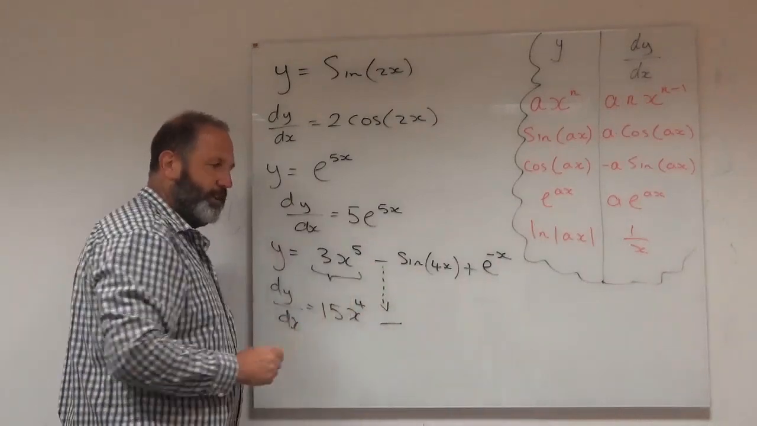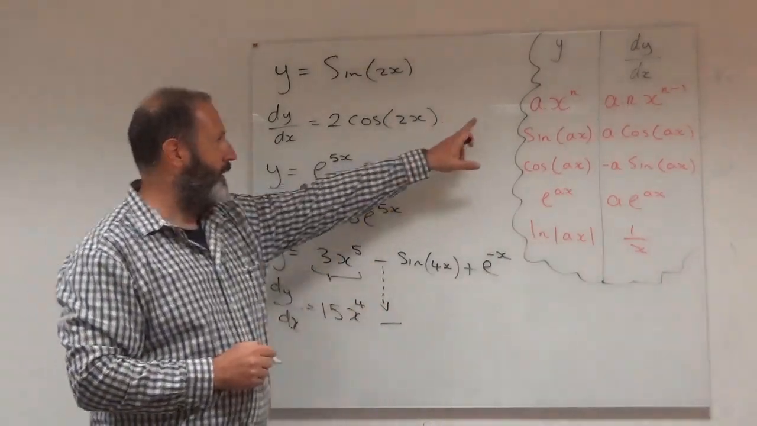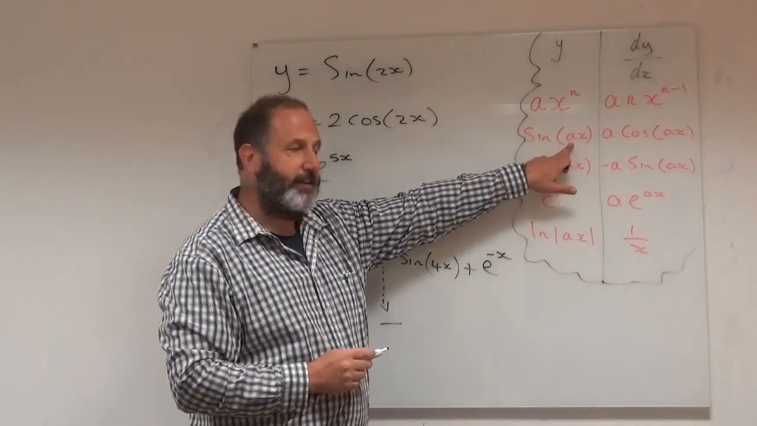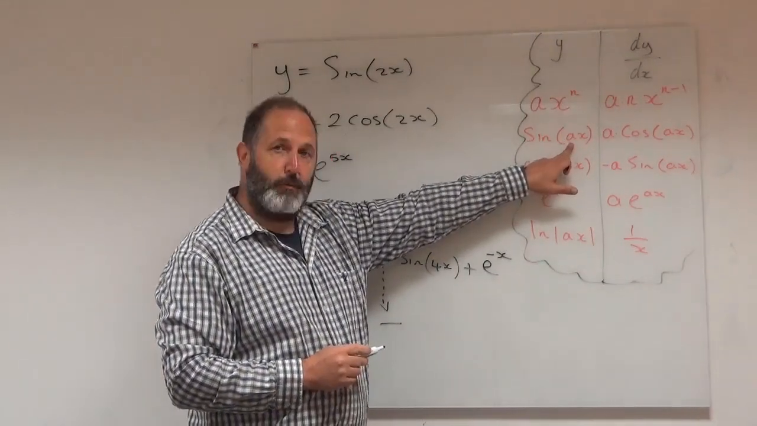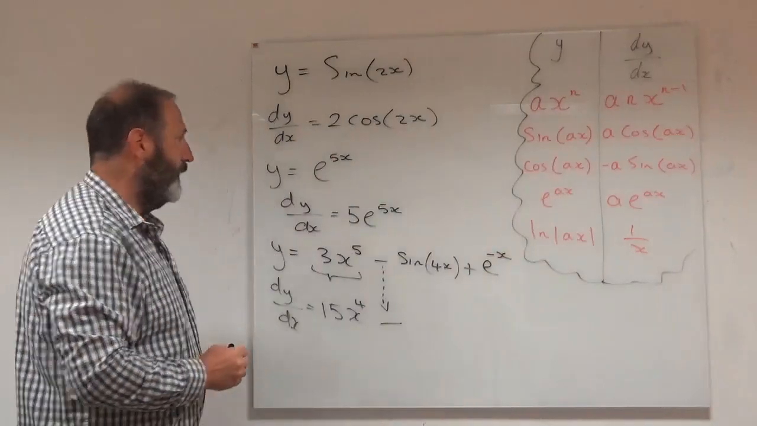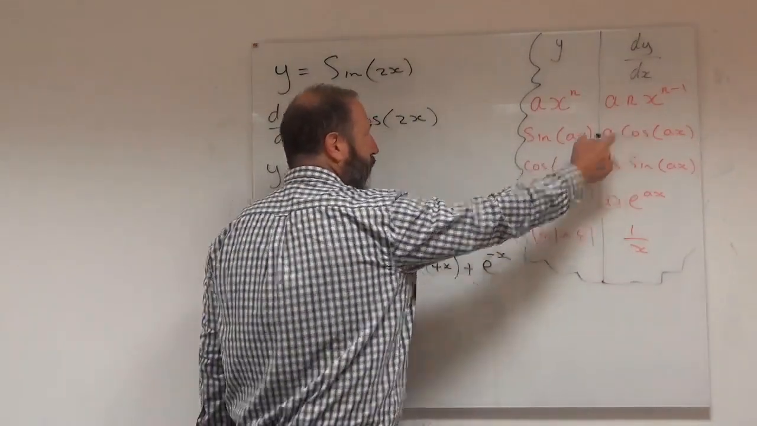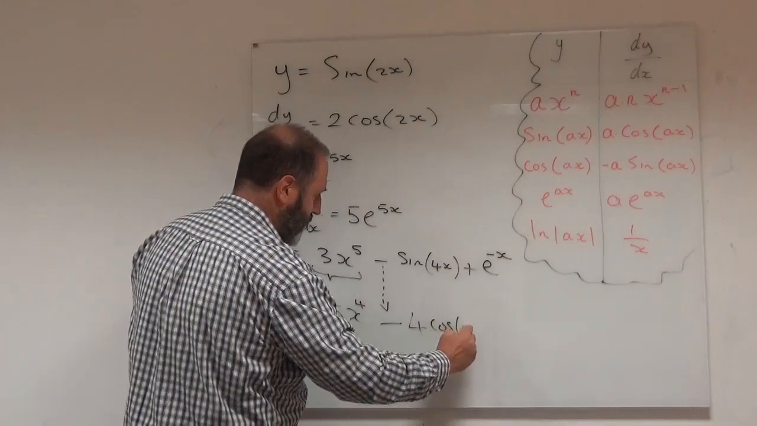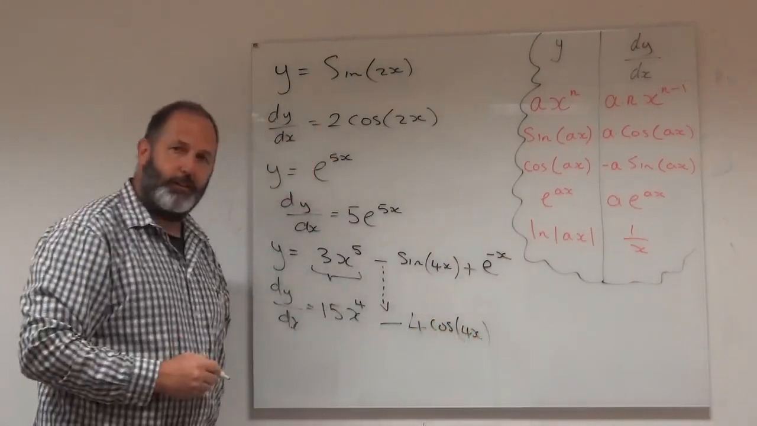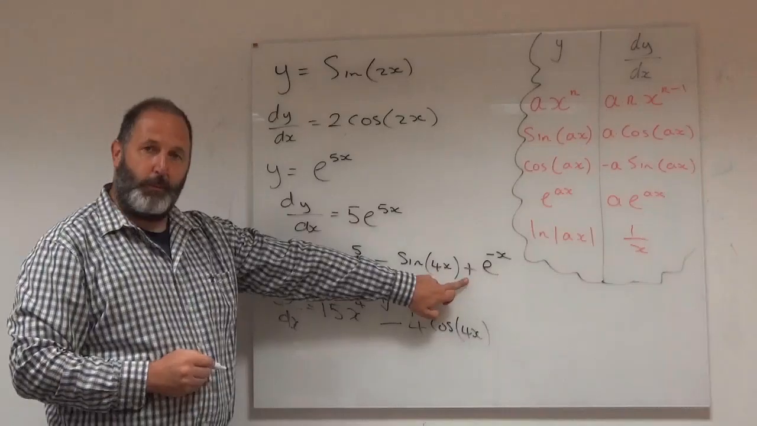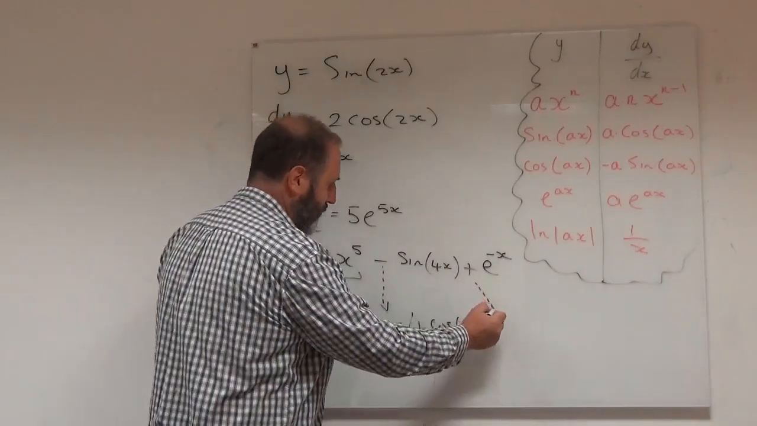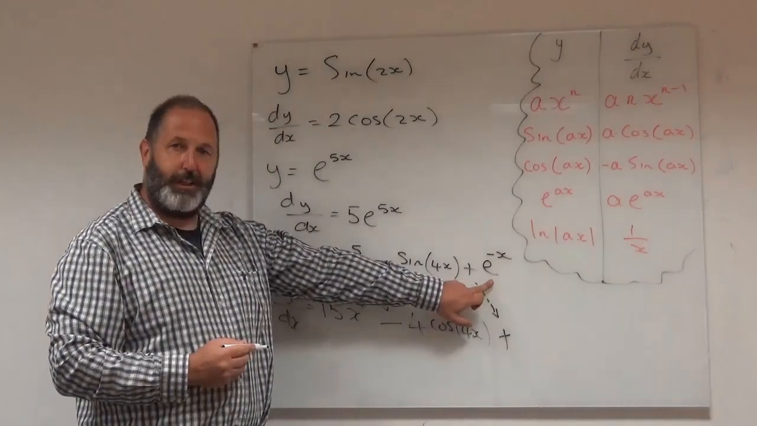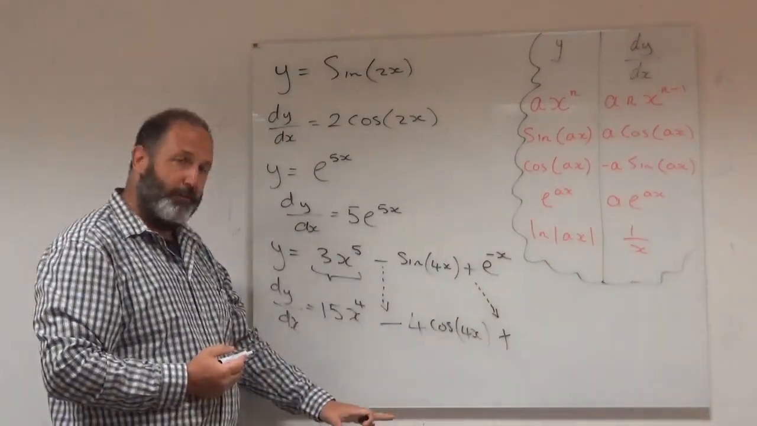Now I want to differentiate sine of 4x. Again, I come across to my table and I see sine of ax. In this case a would be 4. So what do I get? I get 4 cosine of 4x. I find my next operator, so I can bring that down as well. It's a plus. And I have to differentiate e to the minus x to finish this off.